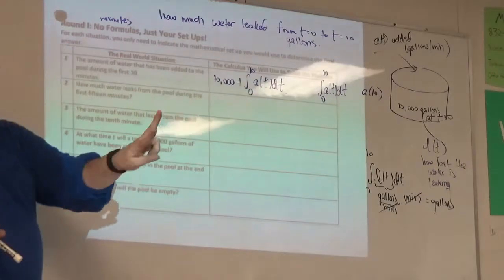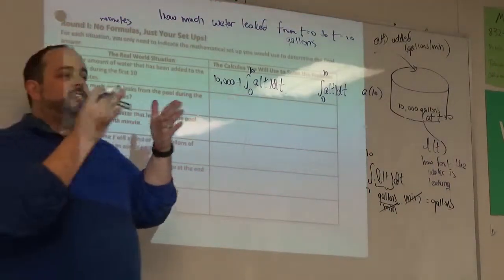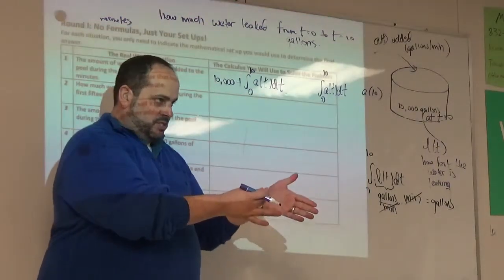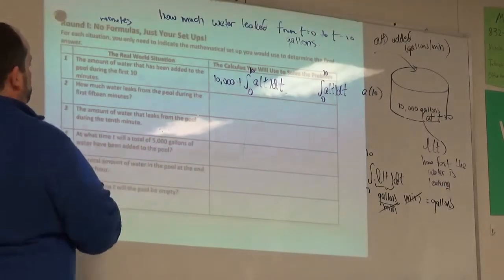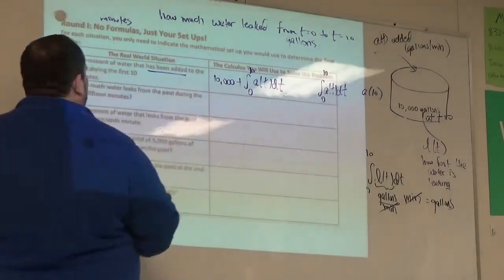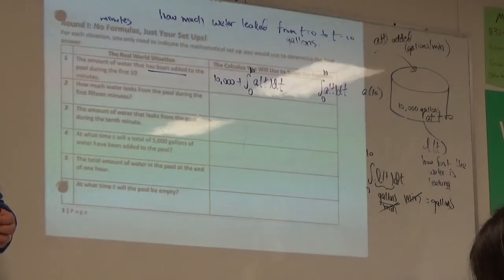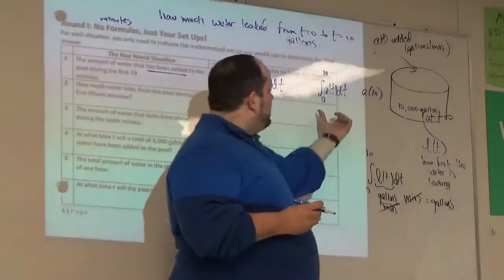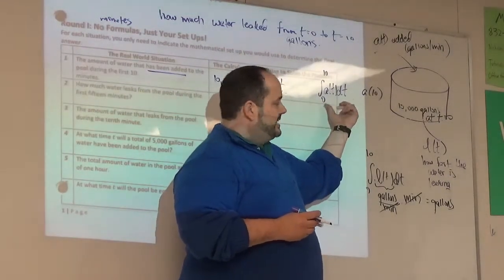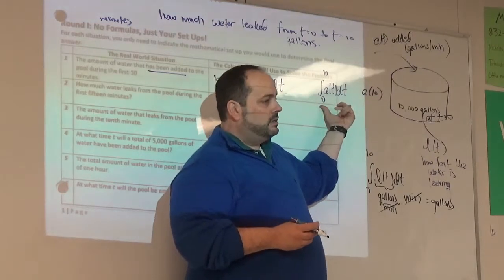There's 2 questions I could be asking here, Brianna. There's how much is in the pool at time t equals 10. And there's the question of how much did I add in the first 10 minutes? How much was added? That's what this definite integral represents. This is how much is added.